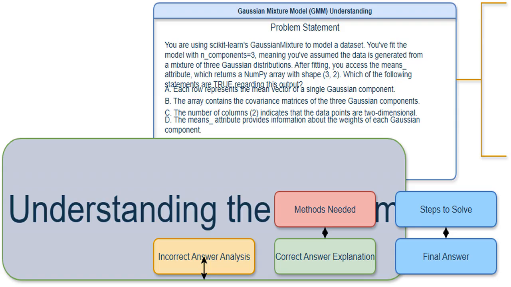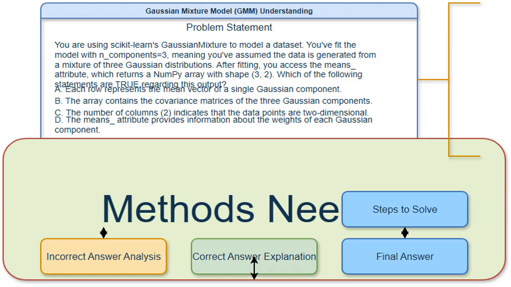This section will help you grasp the overall idea. We're focusing on interpreting the output of the GaussianMixture model in scikit-learn. We need to know about the GaussianMixture class in scikit-learn. No complex math is needed. It's about understanding the meaning of the output.